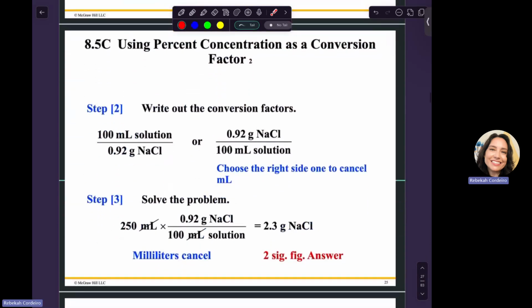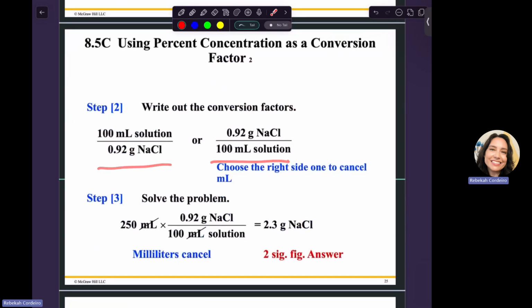So here's how they're showing us they can use the conversion factor, and then they set it up for us, and we get 2 sig figs for our answer because the 250 is 2 sig figs, and 0.92 is also 2 sig figs. So be careful with sig figs, especially in your homework. On the test, you won't have to worry too much about it, but on the homework, it definitely can be frustrating.